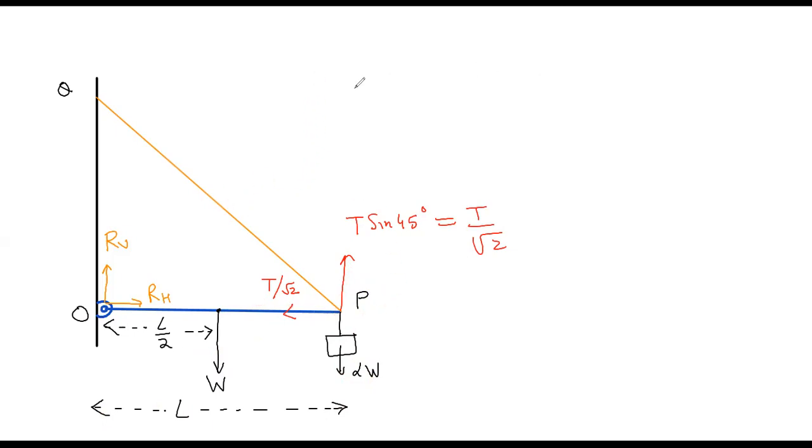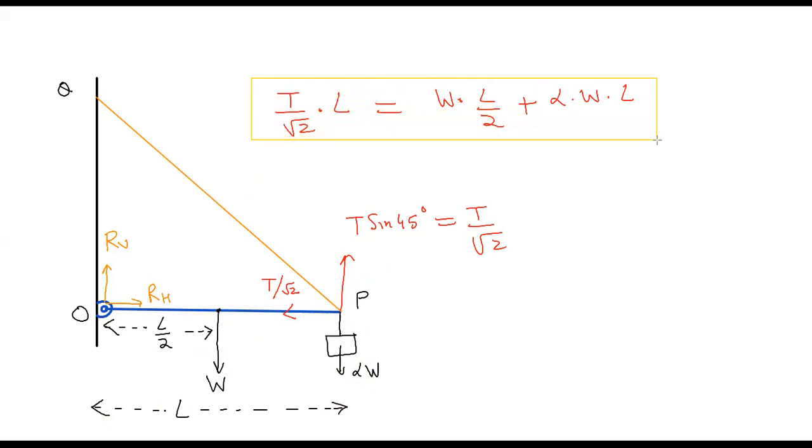So if we balance the torque, you will get T by root 2 multiplied by L is equal to WL by 2 plus alpha WL. So this is the torque equation, torque about point O equal to 0. This will give you T is equal to W by root 2 plus root 2 alpha W.